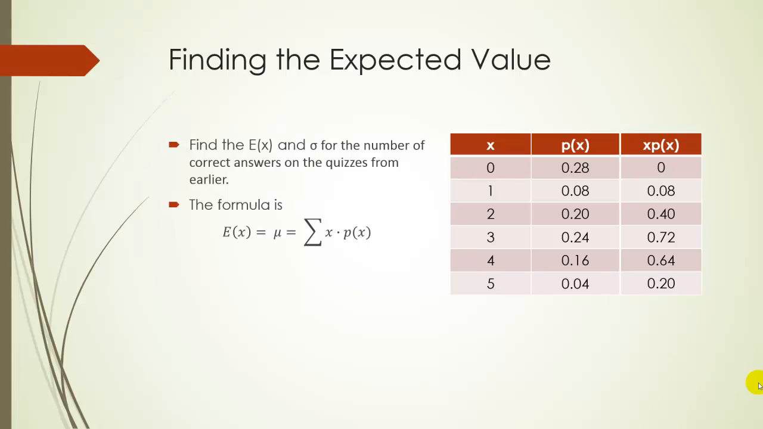Now that we did the x's times the probabilities, we're just going to add them all up, and we get 2.04, and so that's the expected value. In other words, the average number of correct responses on this quiz is 2.04, just over 2.